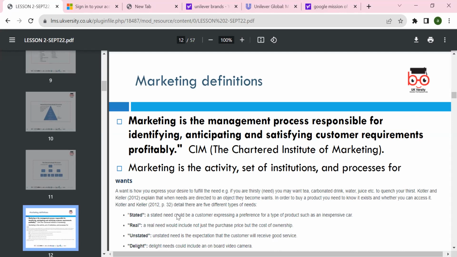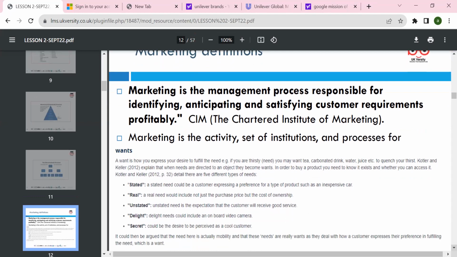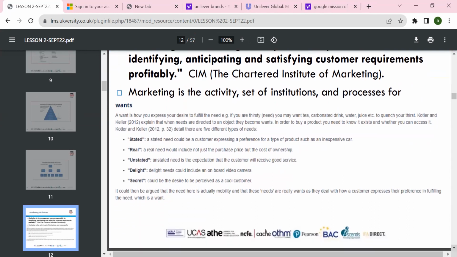Marketing definition is the management process of identifying and anticipating the needs and the wants, and we need to understand the environment, what the needs and the wants of the customer are. The stated need could be the customer expressing the preference. Real needs would include just the purchase price. Unstated needs, maybe the people are not aware of but expect, and delight needs include the brand, videos, cameras, and the secret, it could be the desire of the perceived cool customers. So these are the different needs we can look around from a marketing perspective, which is one of the functions in the organization.